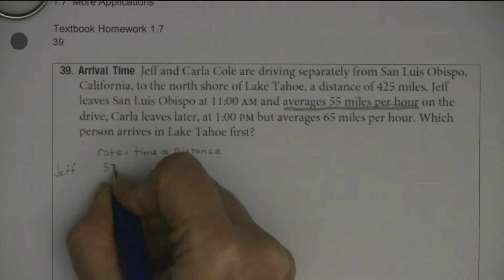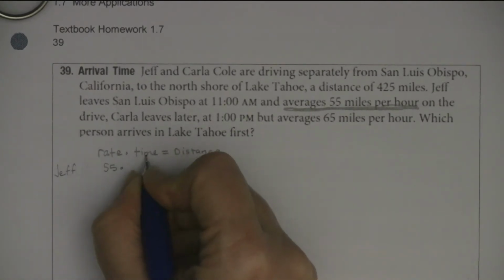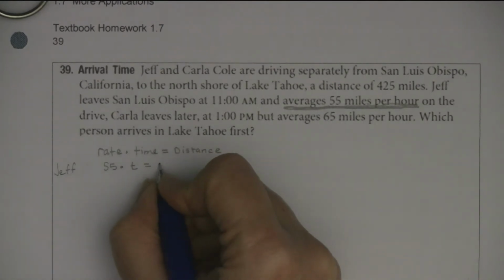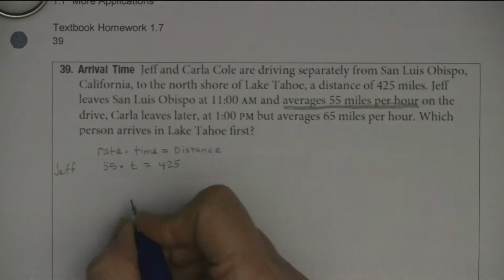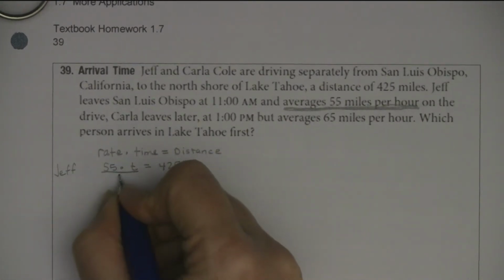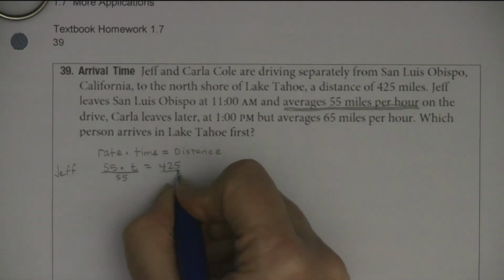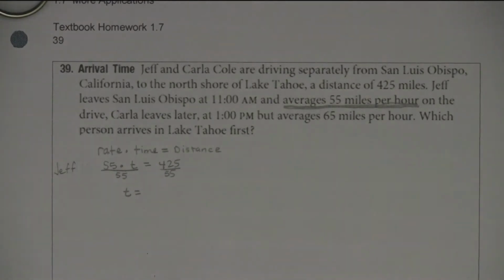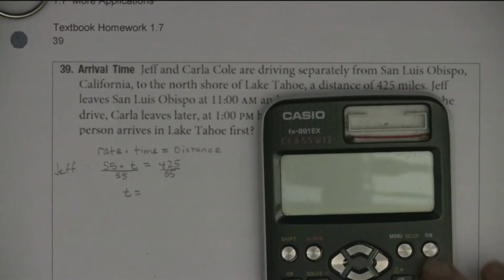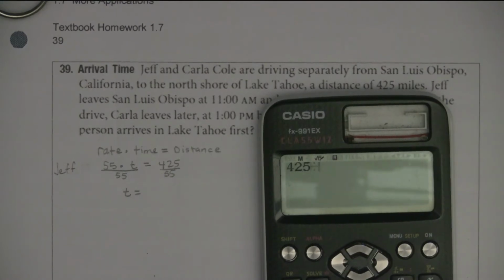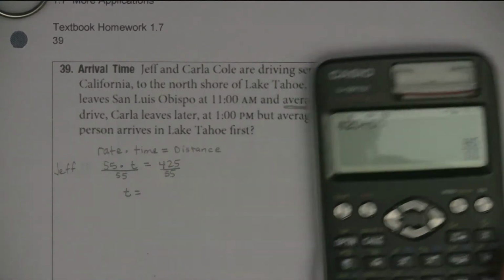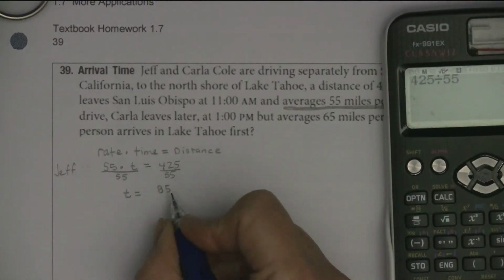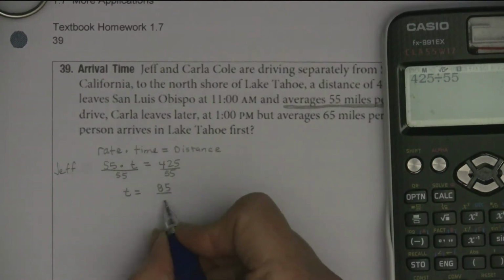So 55 times the time, which is unknown, so I'm going to call it T for Jeff, is his distance, which is 425. And we're going to be able to find the time by dividing by 55. And this is going to be Jeff's time in hours. So let's see what it is. It doesn't have to be whole. And it's not. It's 85 over 11. And this is Jeff's time in hours.